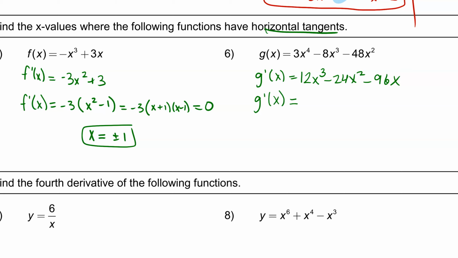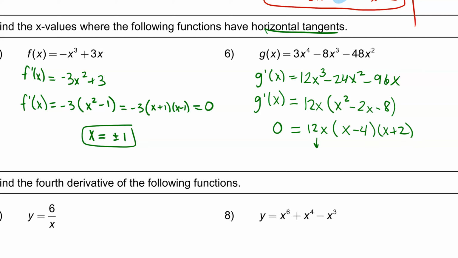So greatest common factor 12x. That way I have x squared minus 2x, minus 8. So I get 12x times (x minus 4)(x plus 2). I set each of my factors equal to 0.